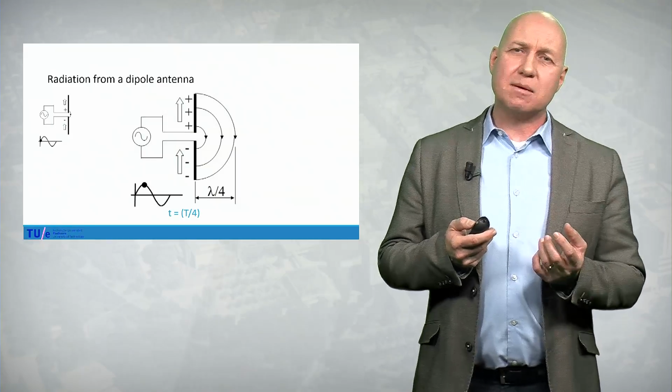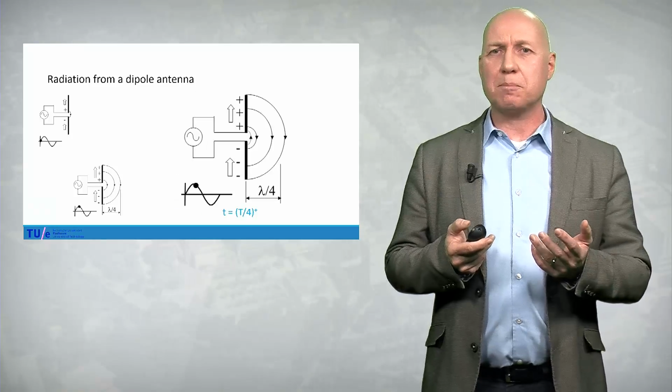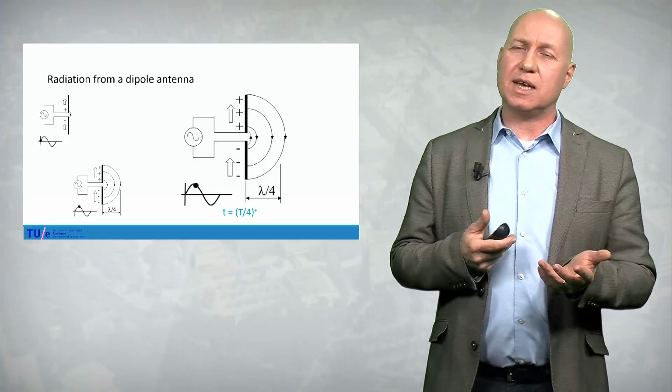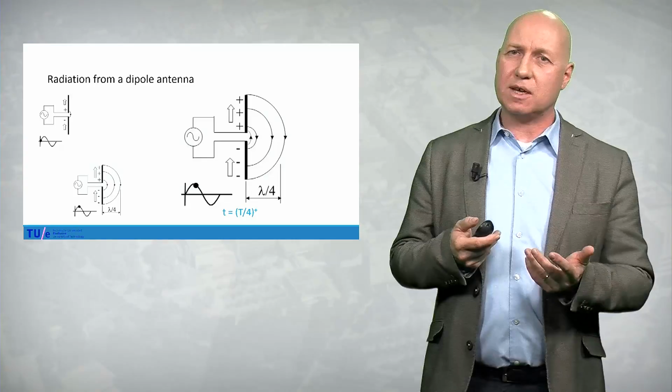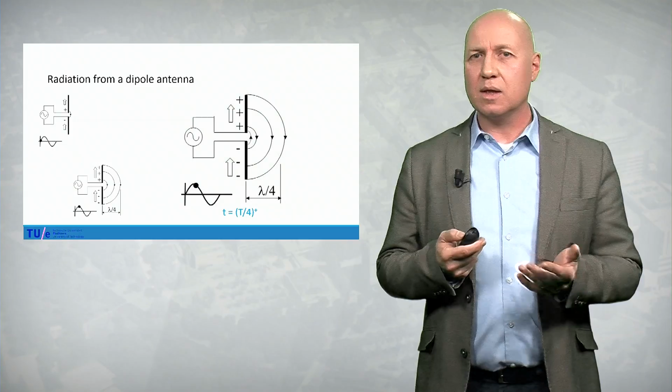And now we look at the time shortly after this period, so that's T/4 plus. The current has become smaller, which means that charges are now traveling in the opposite direction, and the way we want to indicate this is by drawing electric field lines in the opposite direction, like the one shown here in a dashed line at the origin of the dipole.